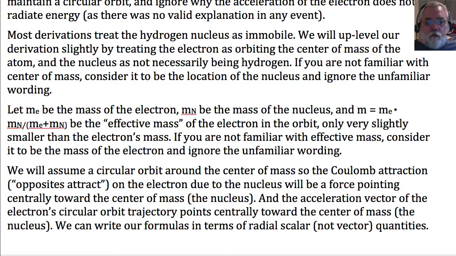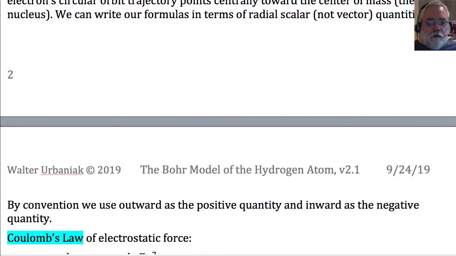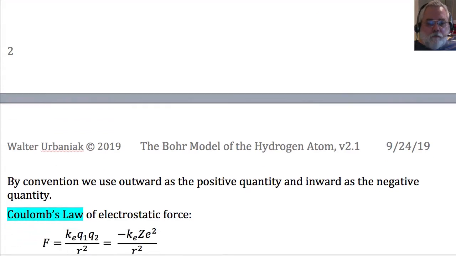We will assume a circular orbit around the center of mass, so the Coulomb attraction, opposite charges attract, on the electron due to the nucleus will be a force pointing centrally toward the center of mass, the nucleus. And the acceleration vector of the electron's circular orbit trajectory points centrally toward the center of mass, the nucleus. We can write our formulas in terms of radial scalar, not vector, quantities. By convention, we use outward as the positive quantity and inward as the negative quantity.